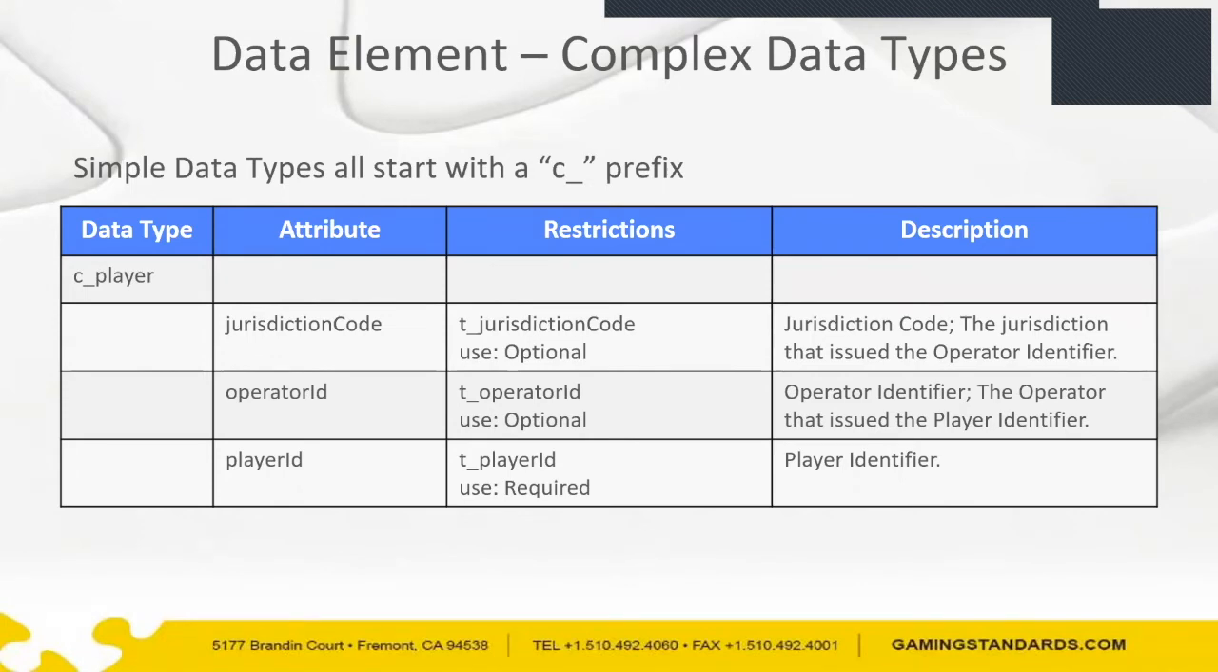Now, the reason jurisdictional code is optional is that not every jurisdiction actually assigns itself a jurisdiction code. Some do and some don't, so we made it optional. In some cases, the regulators don't care which operator a particular player information is being reported on, so we made that optional as well. But obviously, you need to know who the player is. Otherwise, what's the sense of having a report talking about player activity? And that's why the player identifier is required.